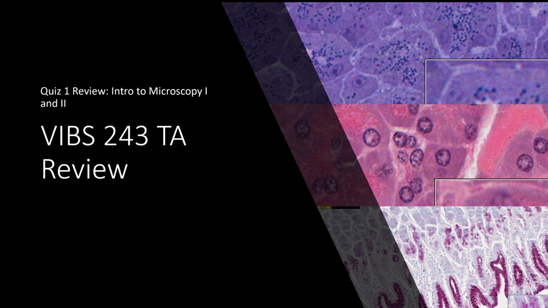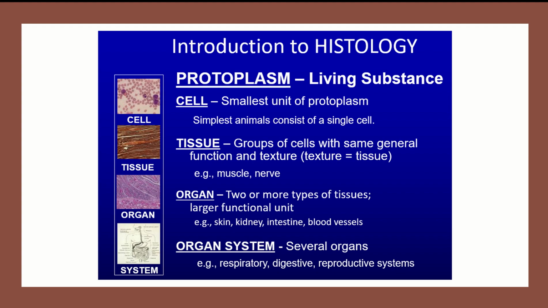Again, this week what we're learning is just Introduction to Microscopy. This course is about histology, right? So it's about studying tissues, organs, organisms, and organ systems, but on a cellular level. And in order to do that, we need to view these things through microscopy.